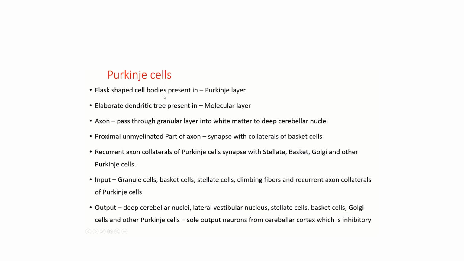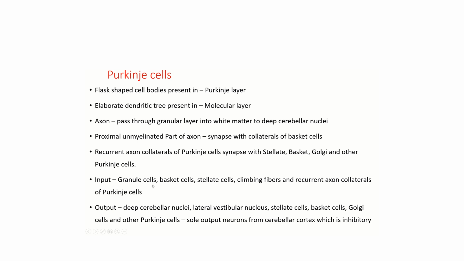Purkinje cells, these are flask-shaped cells. Their cell bodies are present in the Purkinje layer, whereas dendrites will reach the molecular layer. Axons will pass through the granular layer into the white matter to reach the deep cerebellar nuclei. So the proximal unmyelinated part of the axon synapses with the collaterals of the basket cells. Recurrent axon collaterals of Purkinje cells synapse with stellate, basket, Golgi, and other Purkinje cells.